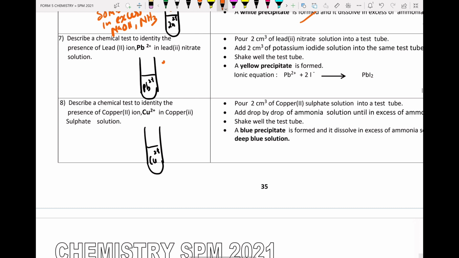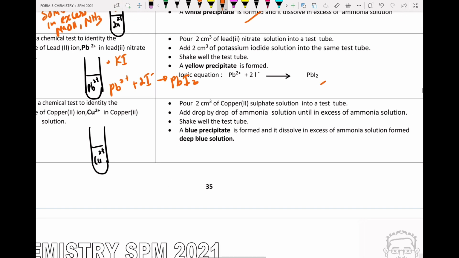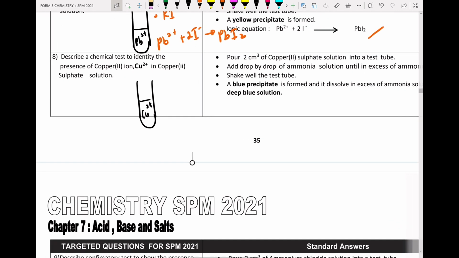Lead(II) ion. When we add lead(II) nitrate solution, then we add potassium iodide solution. The lead(II) ion combines with 2 iodide ions and will form lead(II) iodide, an insoluble precipitate.